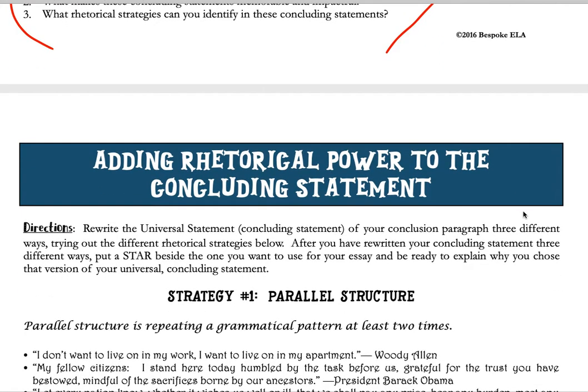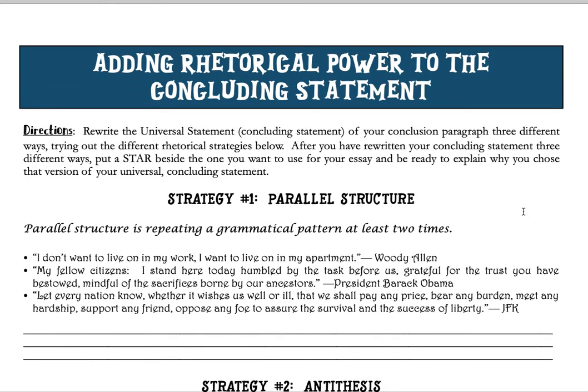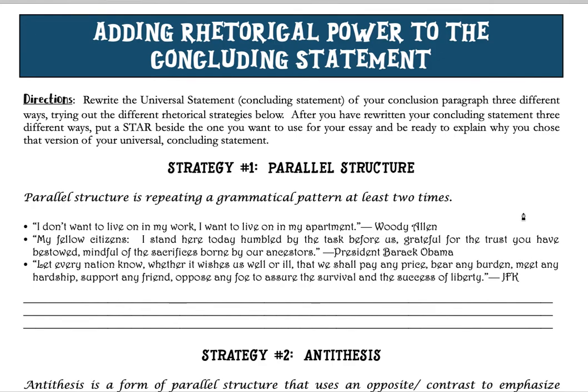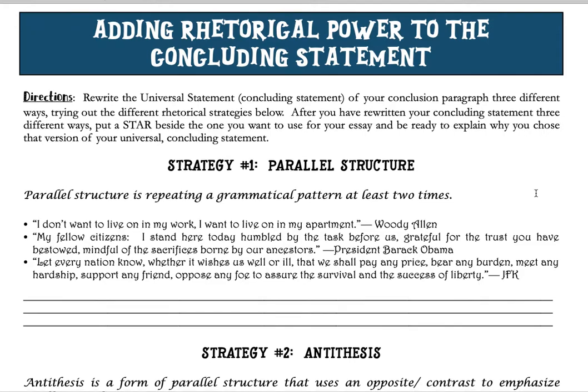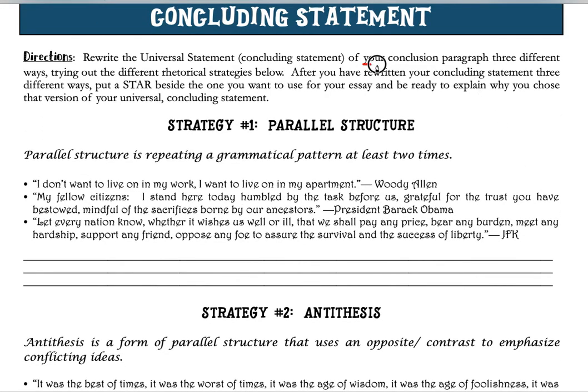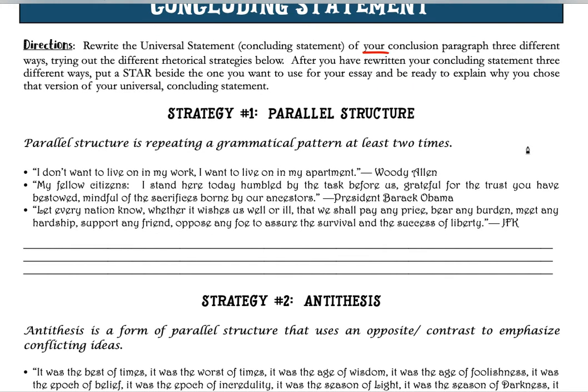Now, adding rhetorical power to the concluding statement. I want you to rewrite the universal statement, the concluding statement, of your conclusion paragraph 3 different ways, trying out the different rhetorical strategies below. After you have written your concluding statement 3 different ways, put a star beside the one you want to use, and use it in your essay. And if you want my feedback, share what you're going to use with me, and we can discuss it.